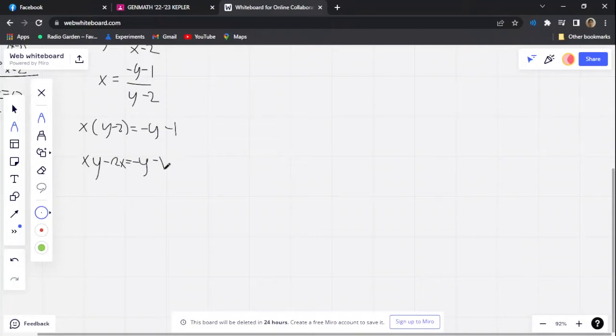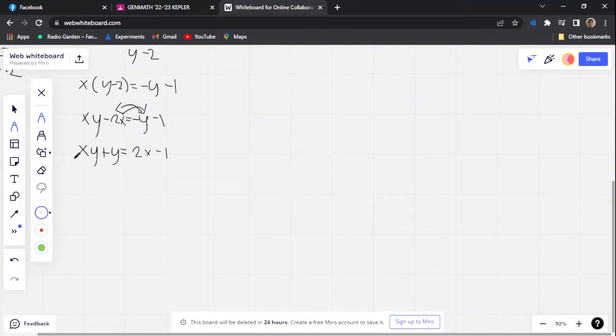Now, the next thing we do is to isolate all terms that have y in it to the left, and then the other terms would be on the right. So we would have xy and then put negative y to the left, so we would have plus y is equal to, put negative 2x to the right, so you would have 2x minus 1. So you isolated the terms with y.